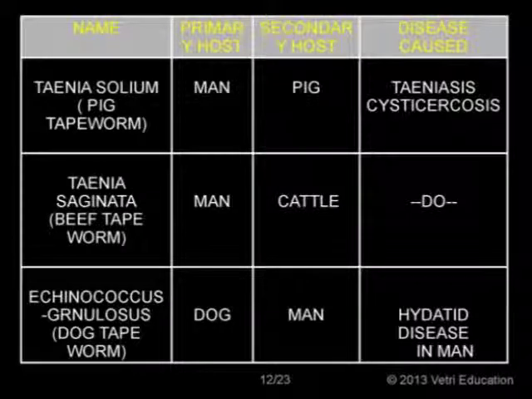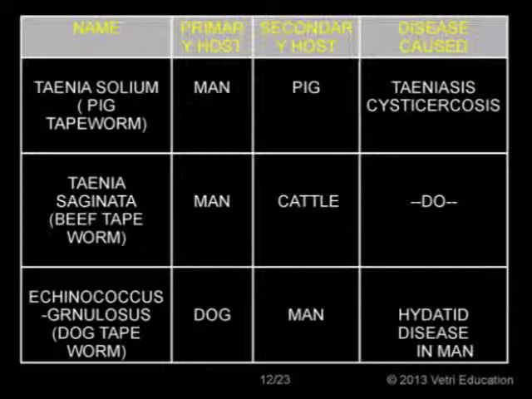One, Taenia solium. The intermediate host for this one is a pig, that's why it's called the pig tapeworm. The second one, Taenia saginata, where the intermediate host is cattle, hence the name beef tapeworm. The third one, Echinococcus granulosus, the smallest tapeworm. This is called the dog tapeworm.